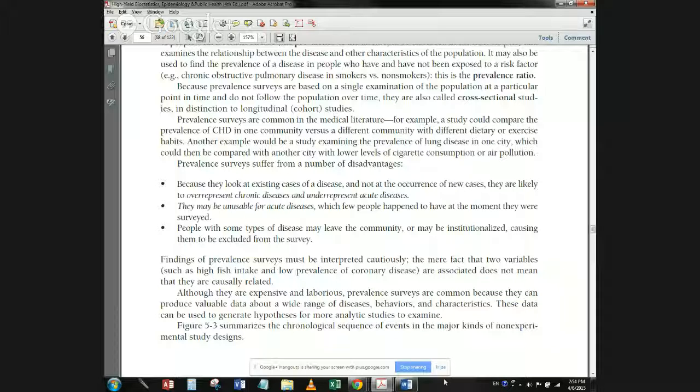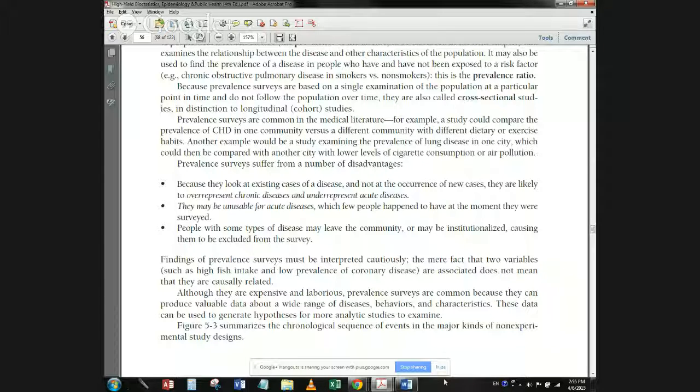Findings of prevalence surveys must be interpreted cautiously. The mere fact that two variables, such as high fish intake and low prevalence of coronary disease, are associated does not mean that they're causally related. Although they are expensive and laborious, prevalence surveys are common because they can produce valuable data about the wide range of diseases, behaviors, and characteristics. These data can be used to generate hypotheses for more analytic studies to examine.